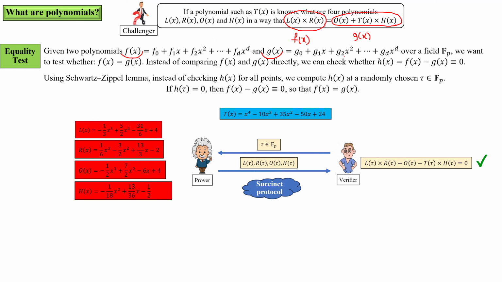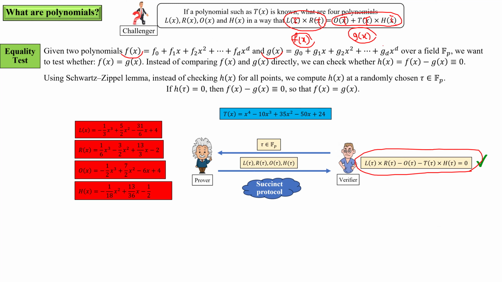So the verifier just needs to compute L of tau, R of tau, O of tau, T of tau, and H of tau, and then check this equality test. And if it's satisfied, then the verifier is convinced that the two sides of the equality are equal to each other, and then concludes that f of x and g of x are equal to each other. So this means that the left and right side of the equation are equal, and then the prover really knows the four polynomials.